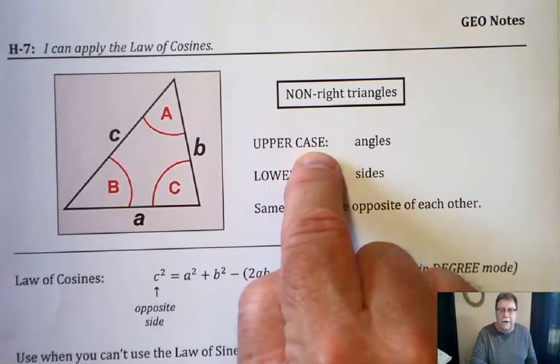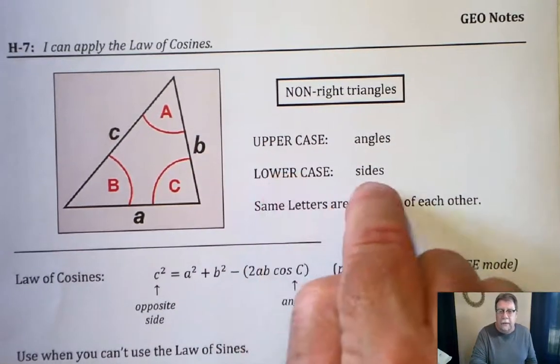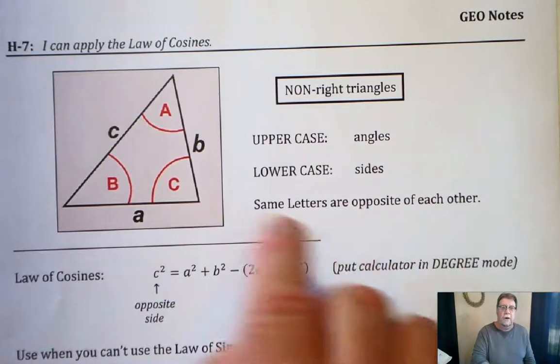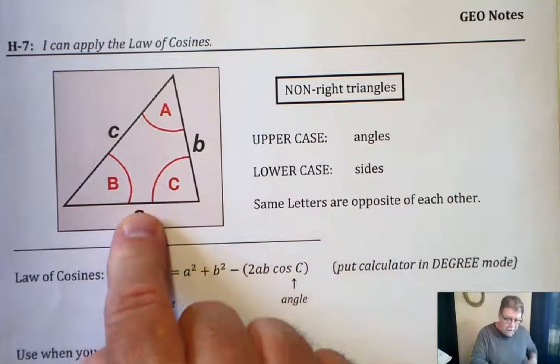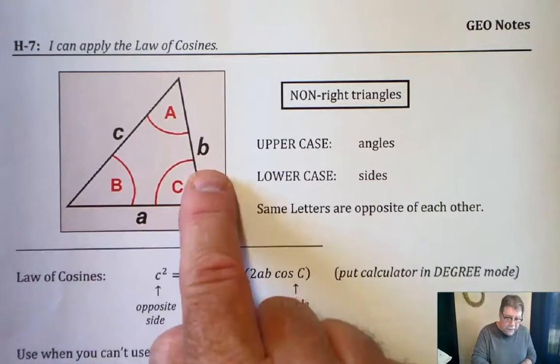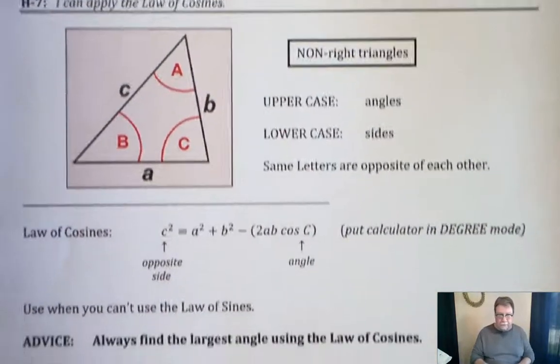The uppercase letters represent angles, the lowercase letters represent sides. Remember, same letters are opposite each other. So side A is down here, and angle A is up here. Angle C, side C, angle B, side B, they're opposite each other.